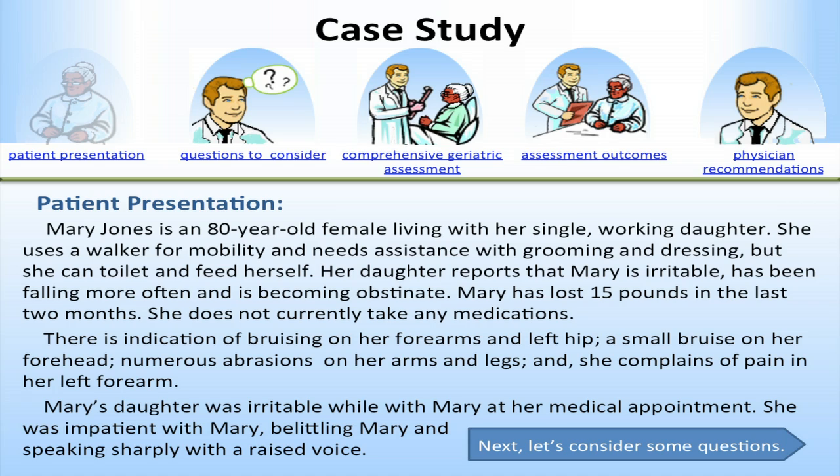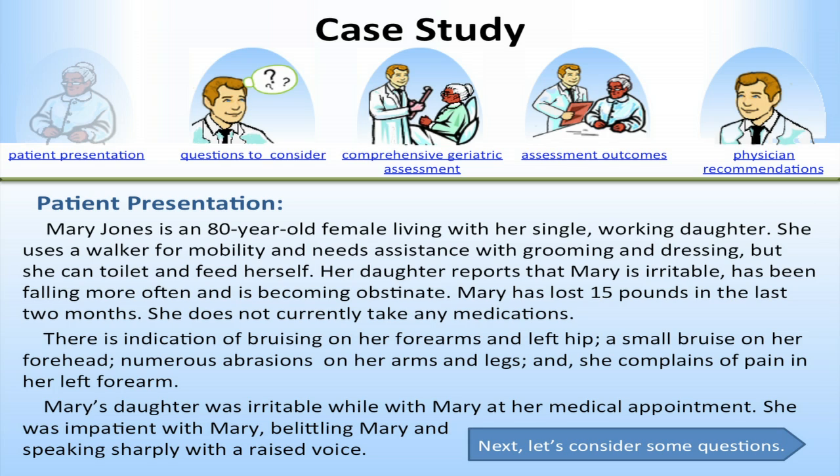So here's the patient presentation. Mary Jones is an 80-year-old female living with her single working daughter. She uses a walker for mobility and needs assistance with grooming and dressing, but she can toilet and feed herself. Her daughter reports that Mary is irritable, has been falling more often, and is becoming obstinate. Mary has lost 15 pounds in the last 2 months. She does not currently take any medications.